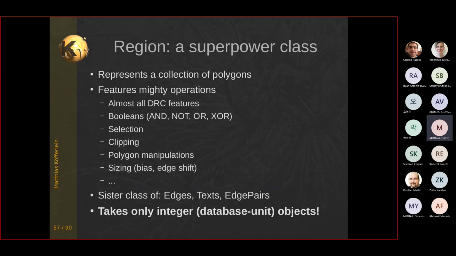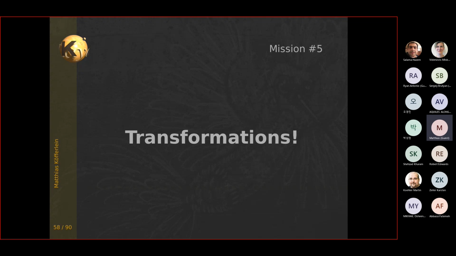And it has 3 sister classes, which are edges, text, and edge pairs. They basically form the same, but not for polygons, but for edges, texts, and something that is called an edge pair, which is basically a pair of 2 edges. But I just mentioned this here, so in case you come across that. But let's go further.